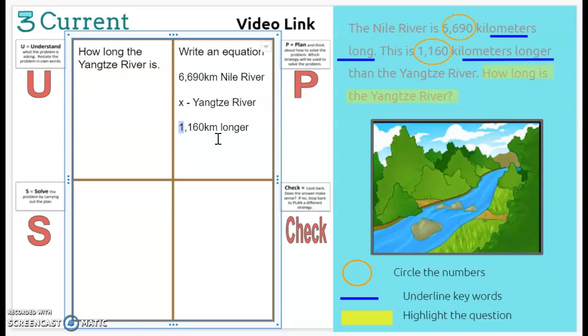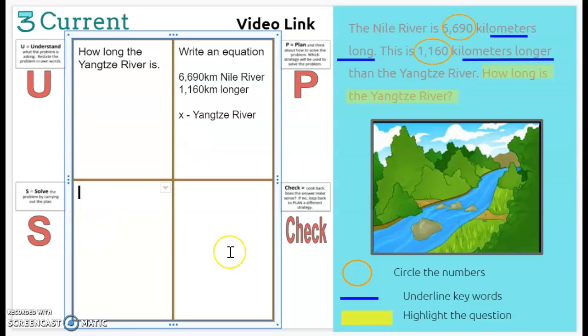Okay, so it would be, I don't know how else I could actually put this. So these two go together because we're not sure how long this is, but we know it's this much longer than, oh no, whoops, this, excuse me, actually goes with that. See, this is why we reread our word problem. So we want to minus this, or here, we'll just leave it this way. We'll do it like that, and then we'll write our equation when we solve. So we know our Nile River is that amount long. We know that it's 1,160 longer, and yet we don't know the Yangtze River.